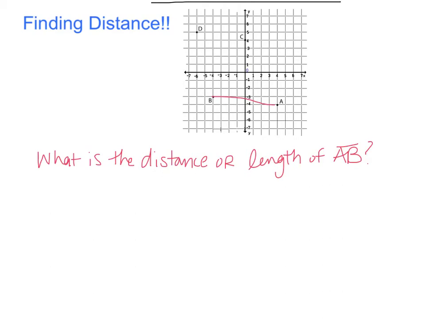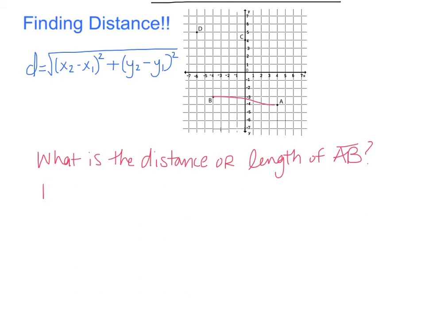Okay, in order to find the distance, we're actually going to use the distance formula. Later on in the school year, I'm going to show you where this formula comes from. Here's how it looks. The distance is the square root of the sum of the difference of the x values squared and the difference of the y values squared. So let's try this in action.